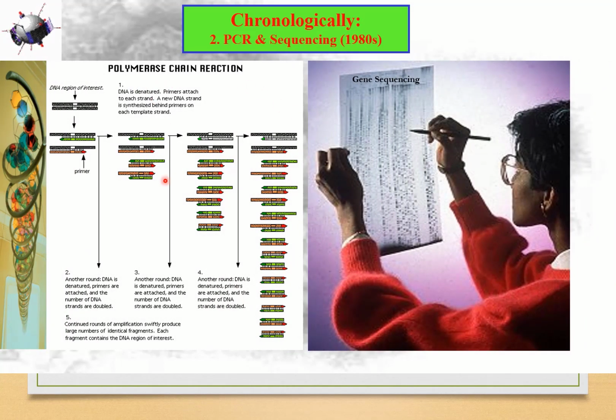Polymerase chain reaction, PCR, and its steps. First, DNA is denatured. Continued round of purification. Another round of denaturation. Primers are attached, and the number of DNA copies is doubled.